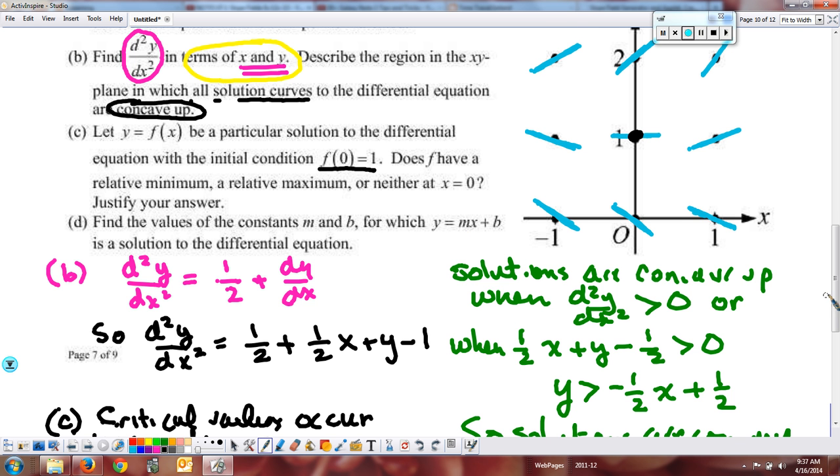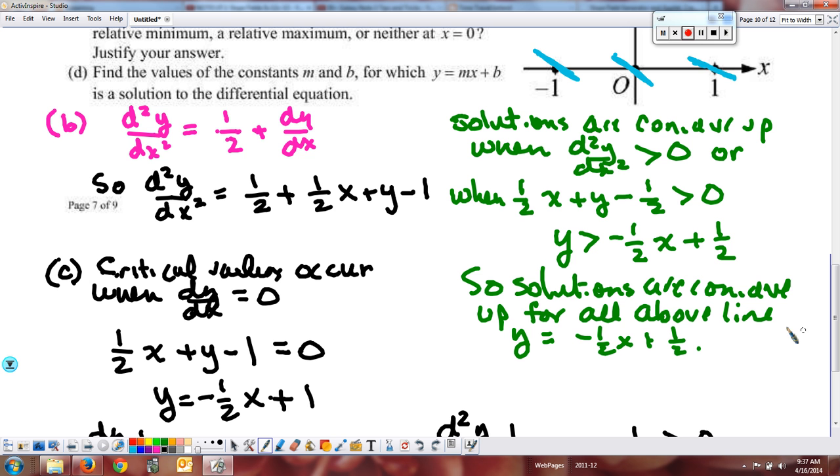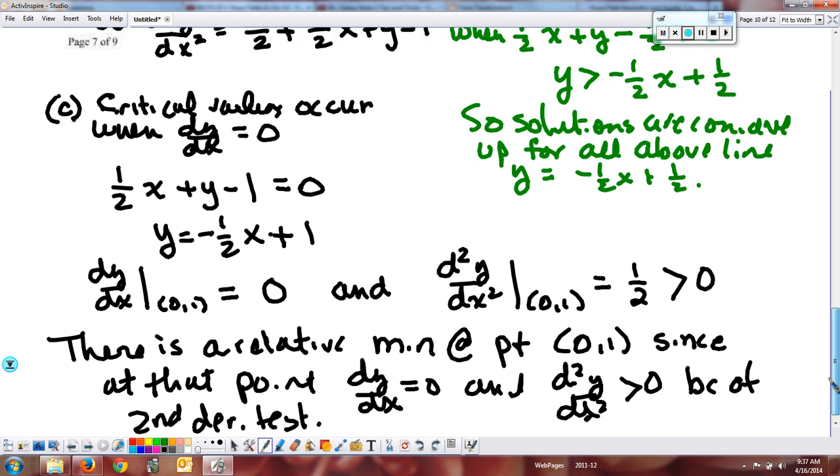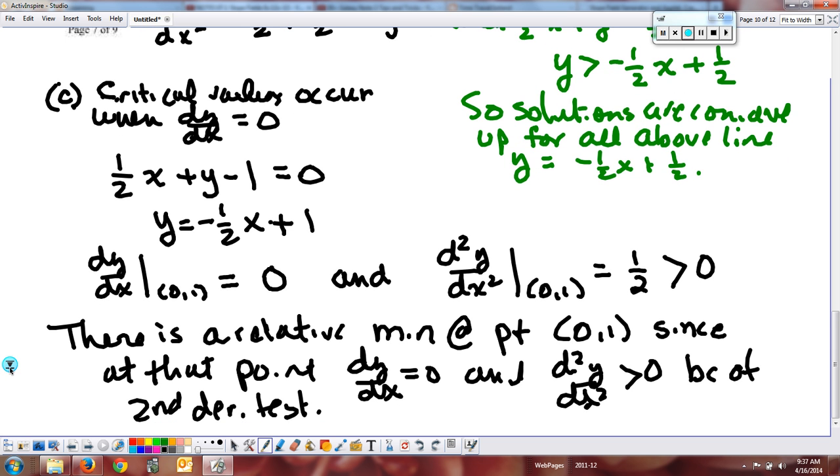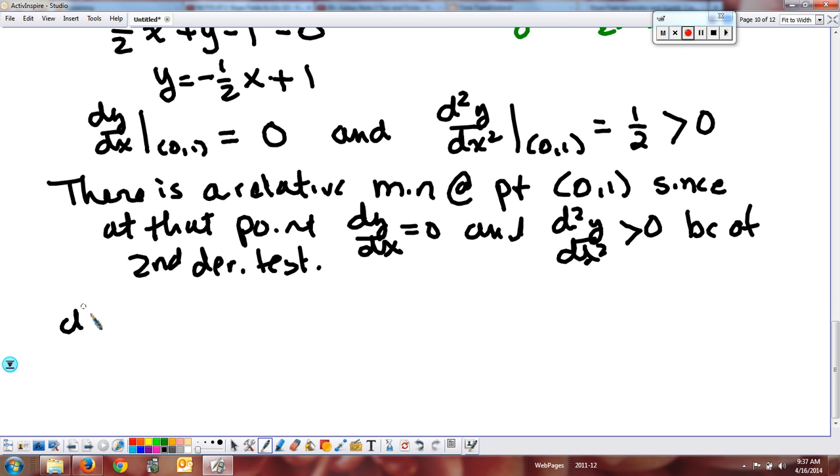Well, the first thing you want to recognize is that you actually did work for this. We pretty much determined that the solutions were concave up when you were greater than this line. They were concave down, the opposite, when you are below that line, and when you are on that line, you basically have a curvature of 0, and that's what they're asking for there. They're basically saying, when would you have a linear solution? You have a linear solution when your second derivative is 0.